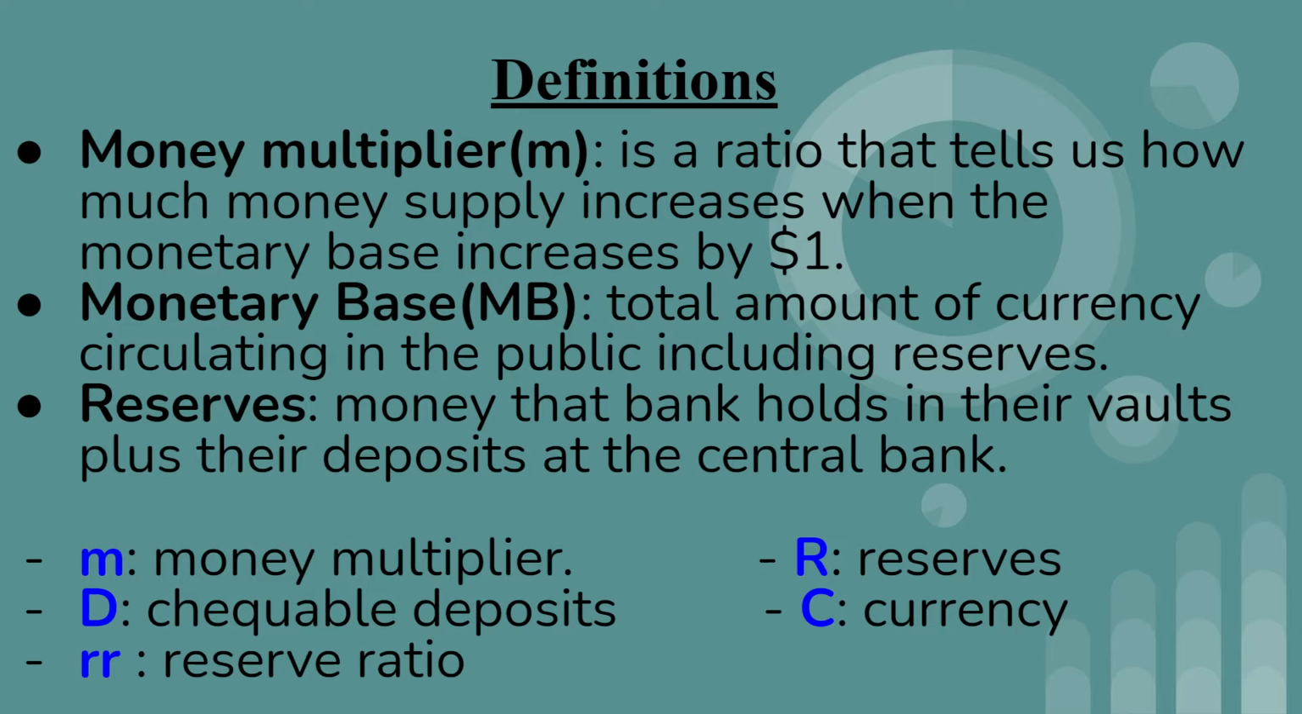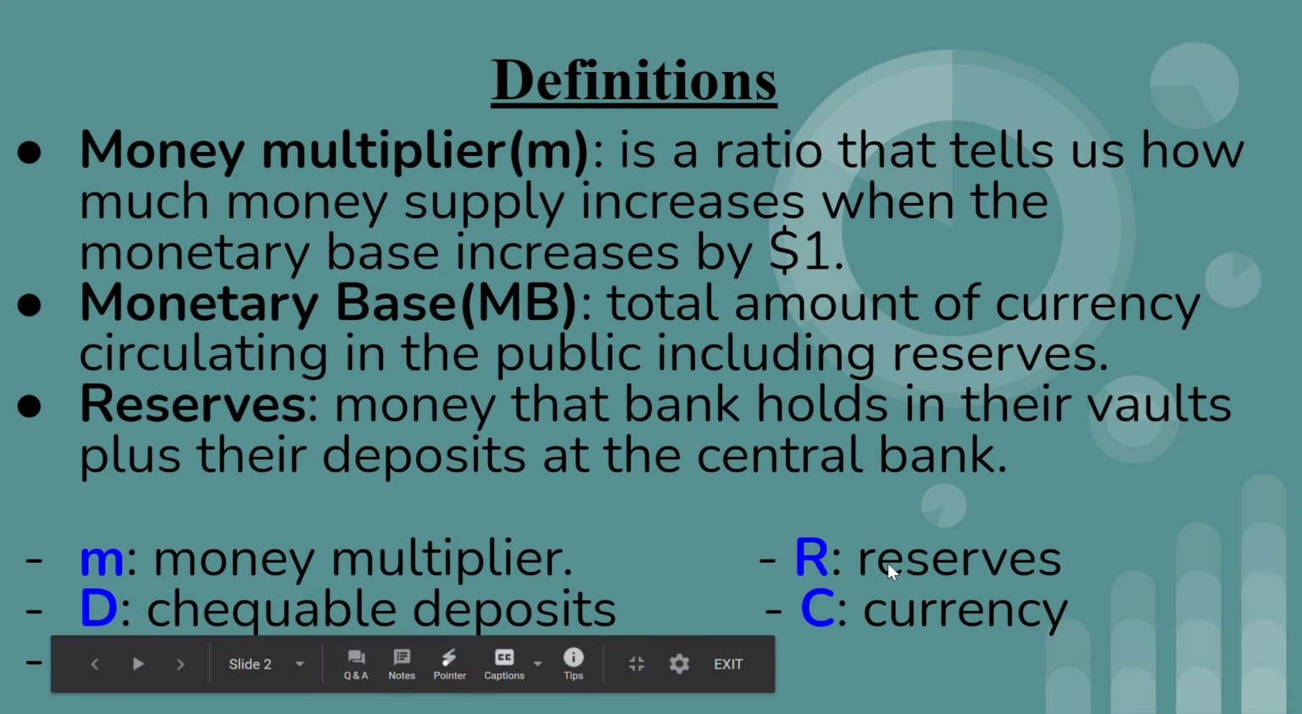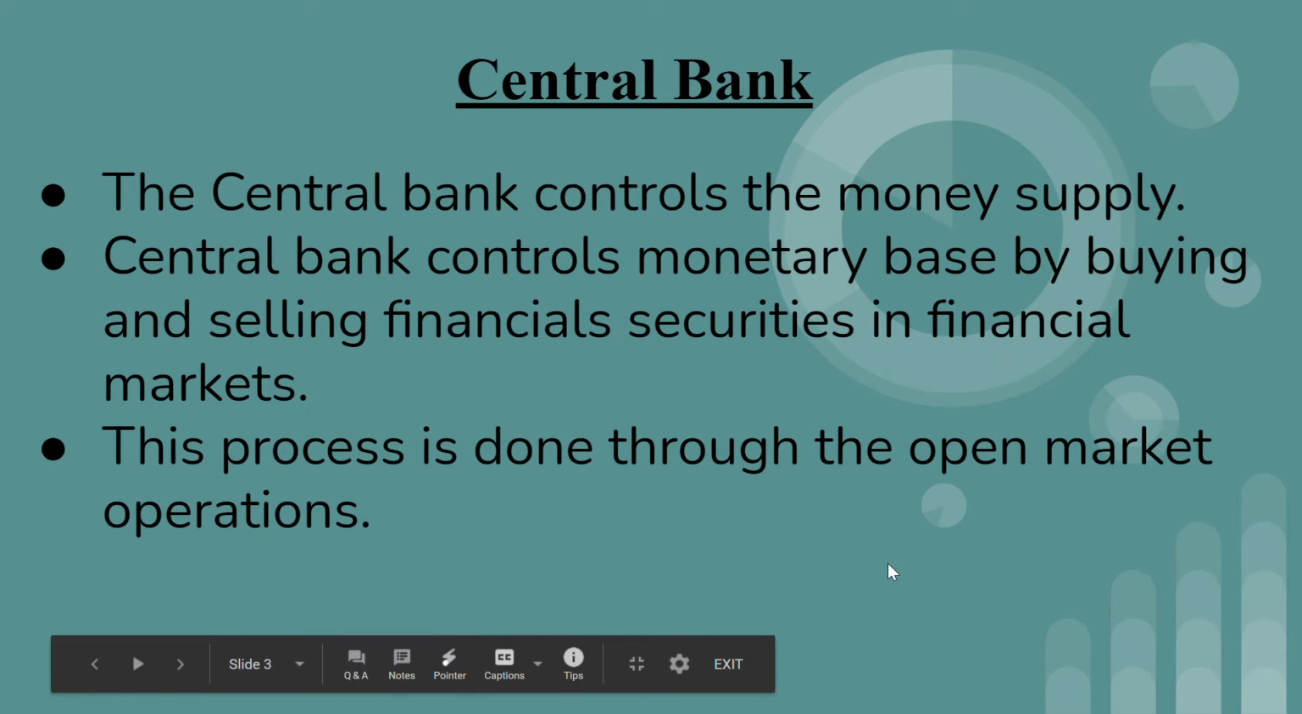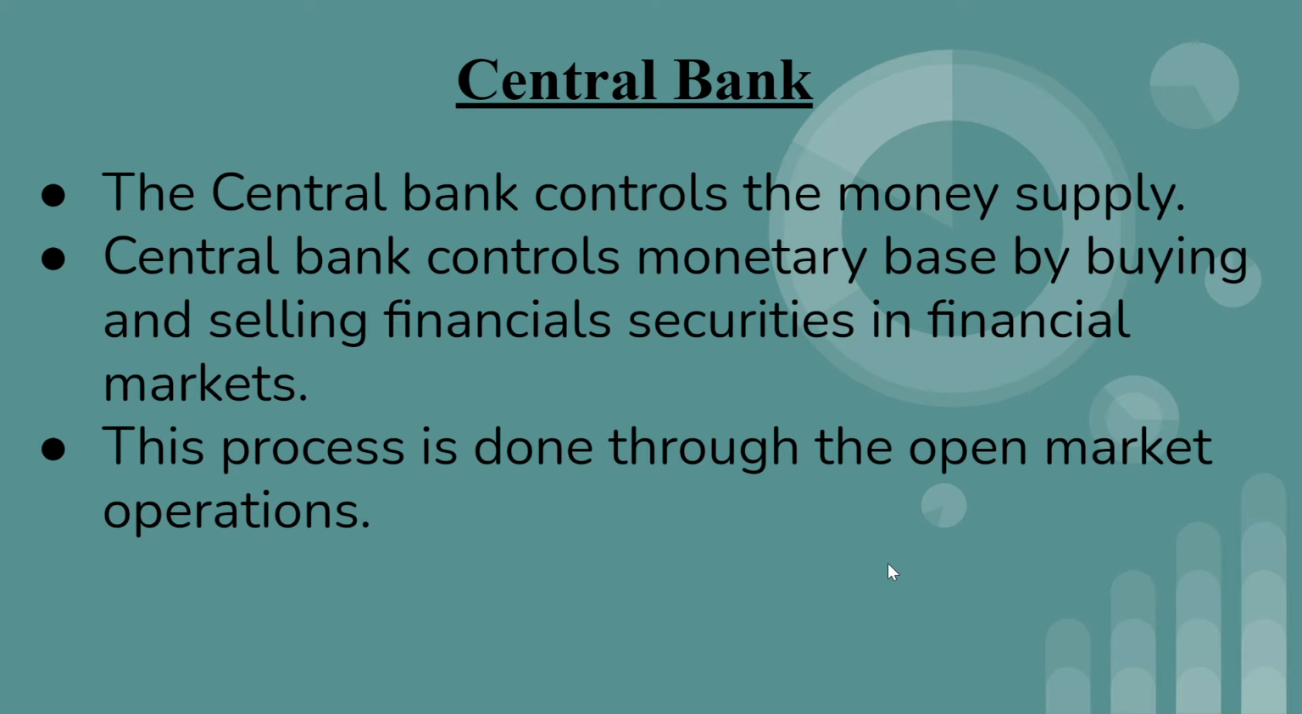And at the bottom, I do have a few variables that represent some of the terms that we've just talked about. I'm going to use these throughout, and I'll probably bring them up again when we need to. So there are three things that affect the money supply, and the first one is the central bank. The central bank has the most control over the money supply, and it controls the money supply because it controls the monetary base by buying and selling financial securities in the financial market, and this process is done through open market operations.